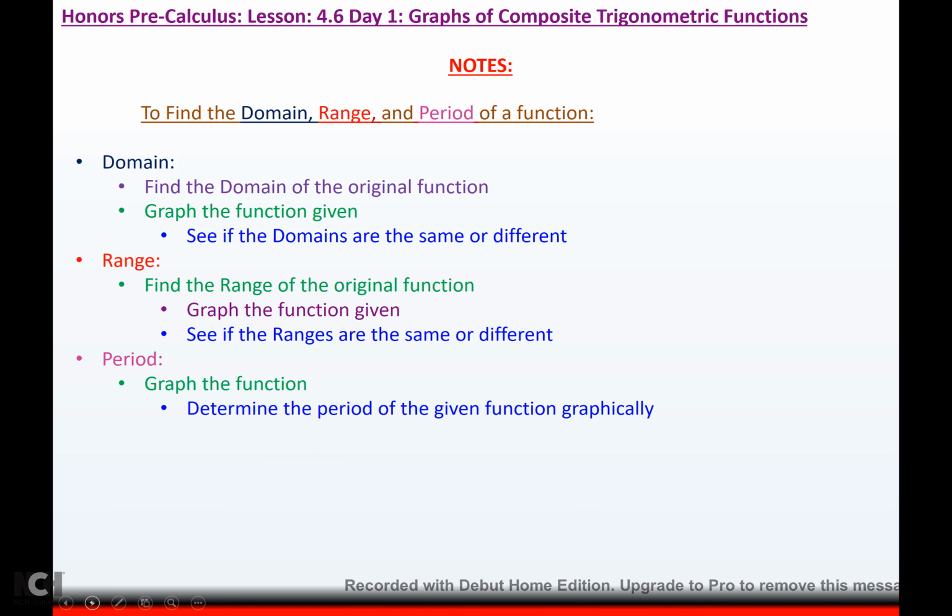To find the domain, range, and period of a function: for the domain, find the domain of the original function, graph the function given, and see if the domains are the same or different. For range, find the range of the original function, graph the function given, and see if the ranges are the same or different. For period, graph the function and determine the period of the given function graphically.